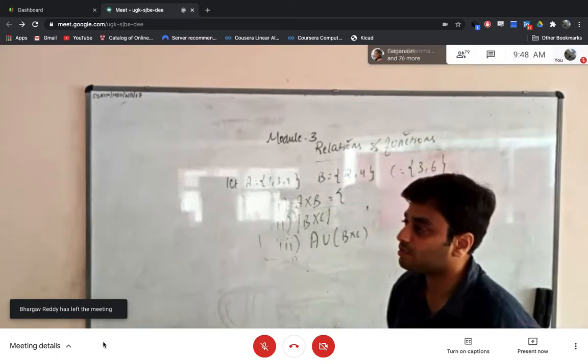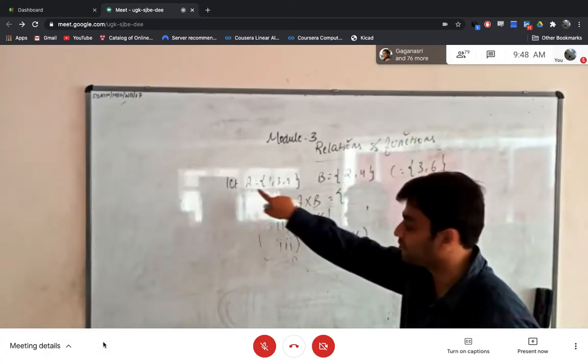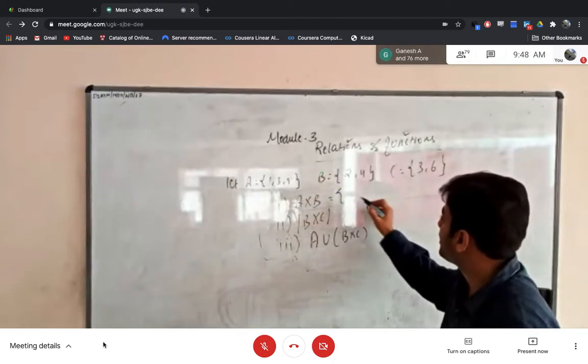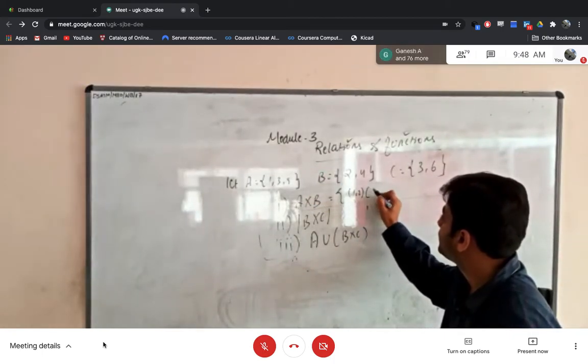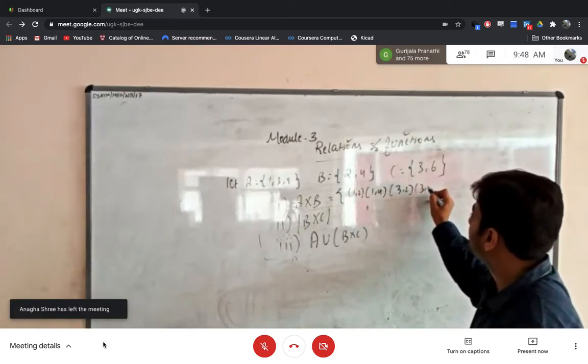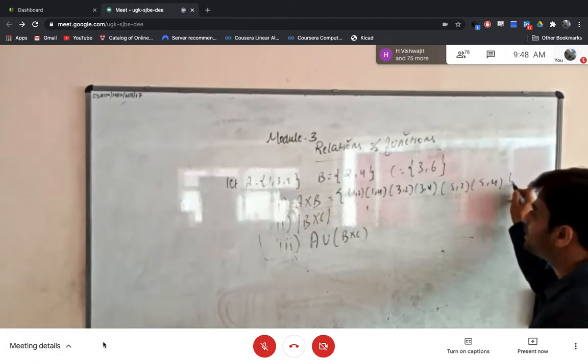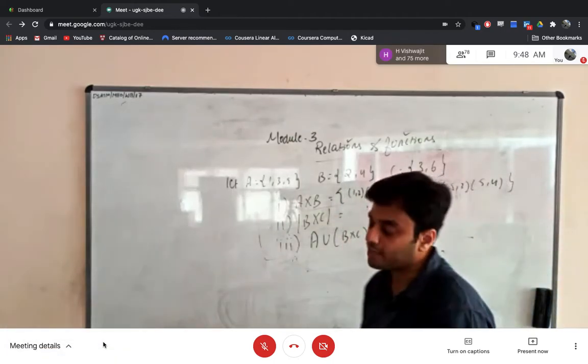Okay. So which are the possible ordered pairs? So this is the Cartesian product between A and B, right? So what you have to write? You will be writing 1 comma 2, 1 comma 4. Next 3 comma 2, 3 comma 4. Next 5 comma 2, 5 comma 4. Very simple, right?